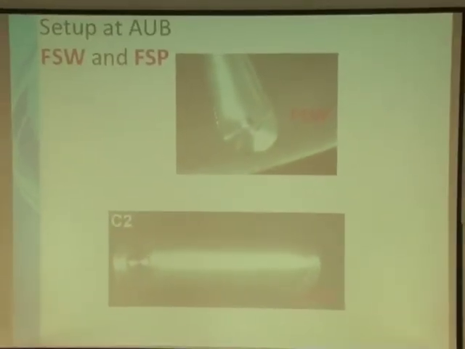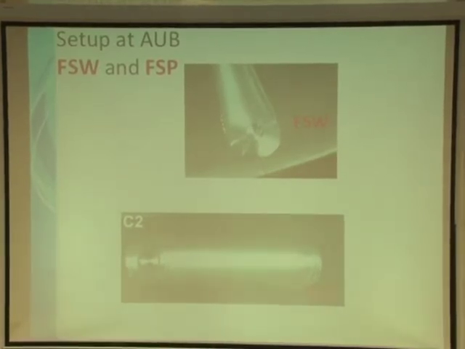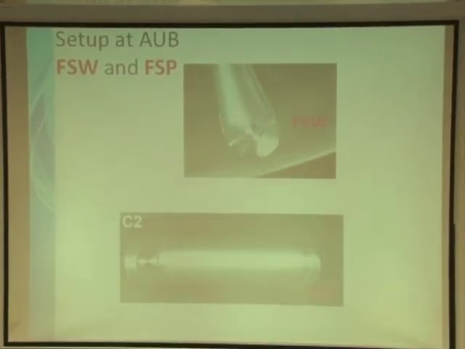So this is FSW. Basically, the weld, in this case, shown is a butt weld. So what is FSP? FSP looks like this. Basically, a solid plate that looks just like this magnesium plate, which happens to be a very light magnesium.